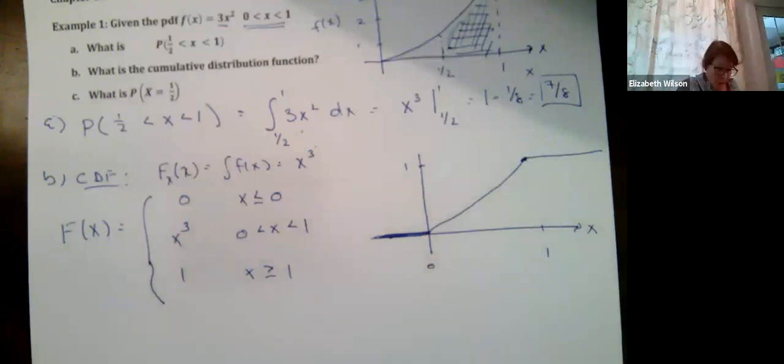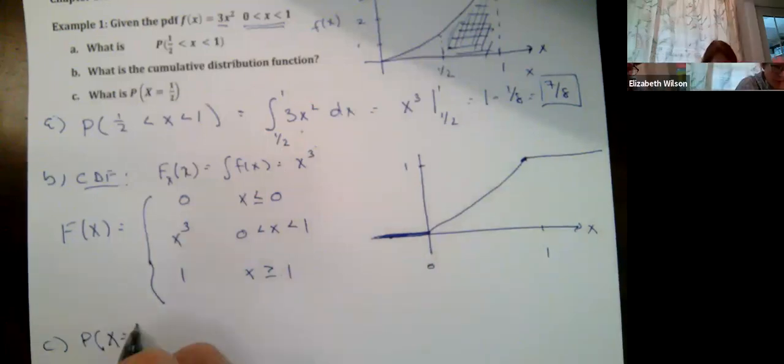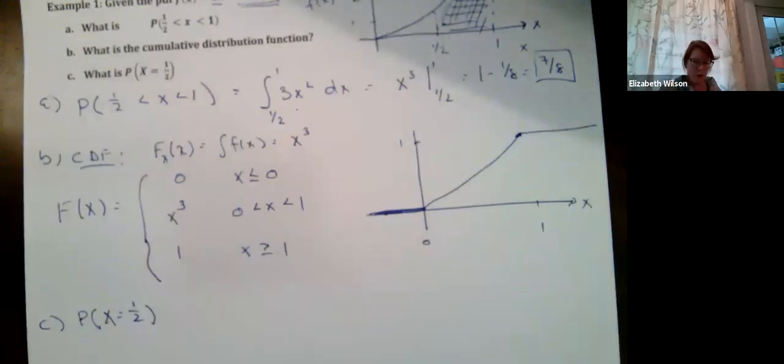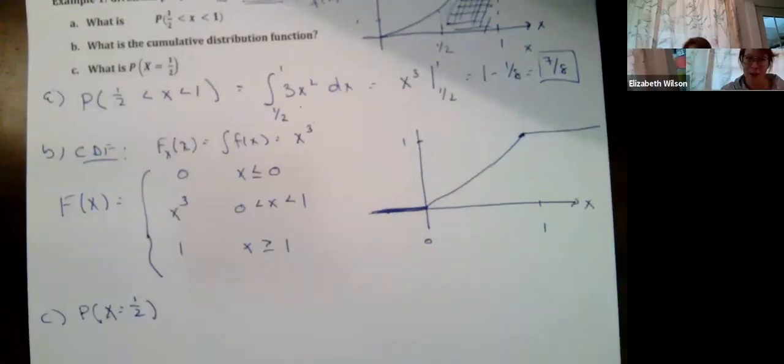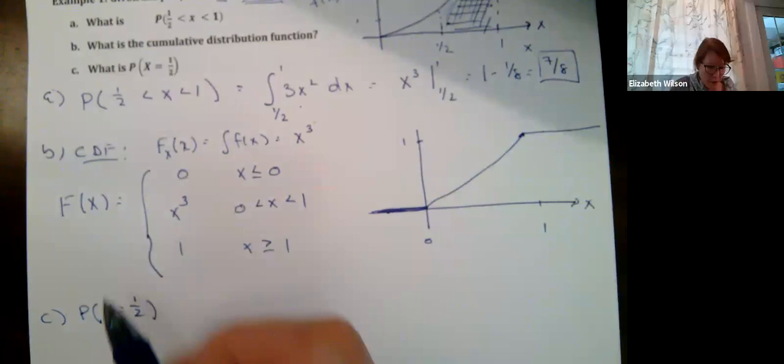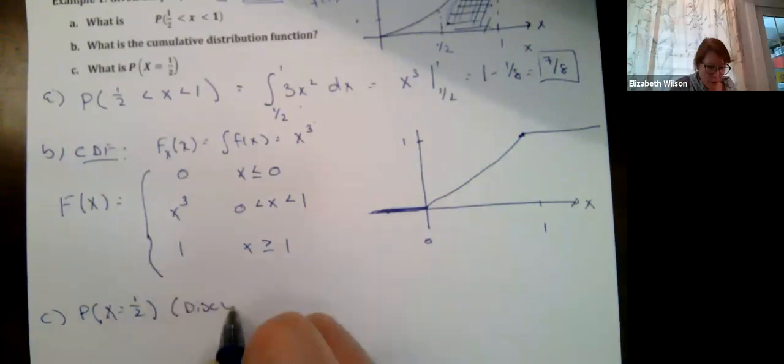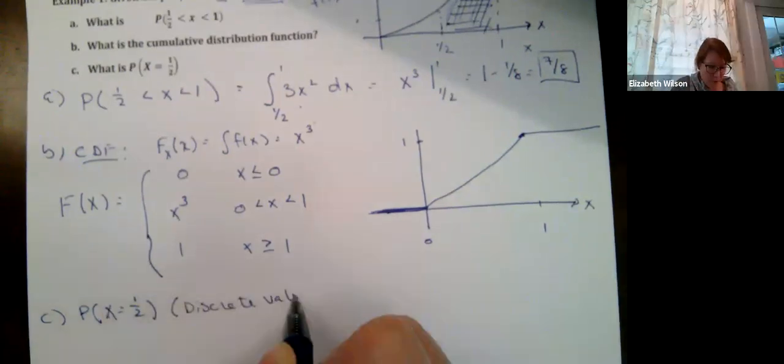Okay, part C says, what's the probability that x is equal to 1/2? Remember, I already said before that I can't do an exact value, so we're going to show you why we can't do an exact value on here. So this is a discrete value. We're going to see what happens when you do that.